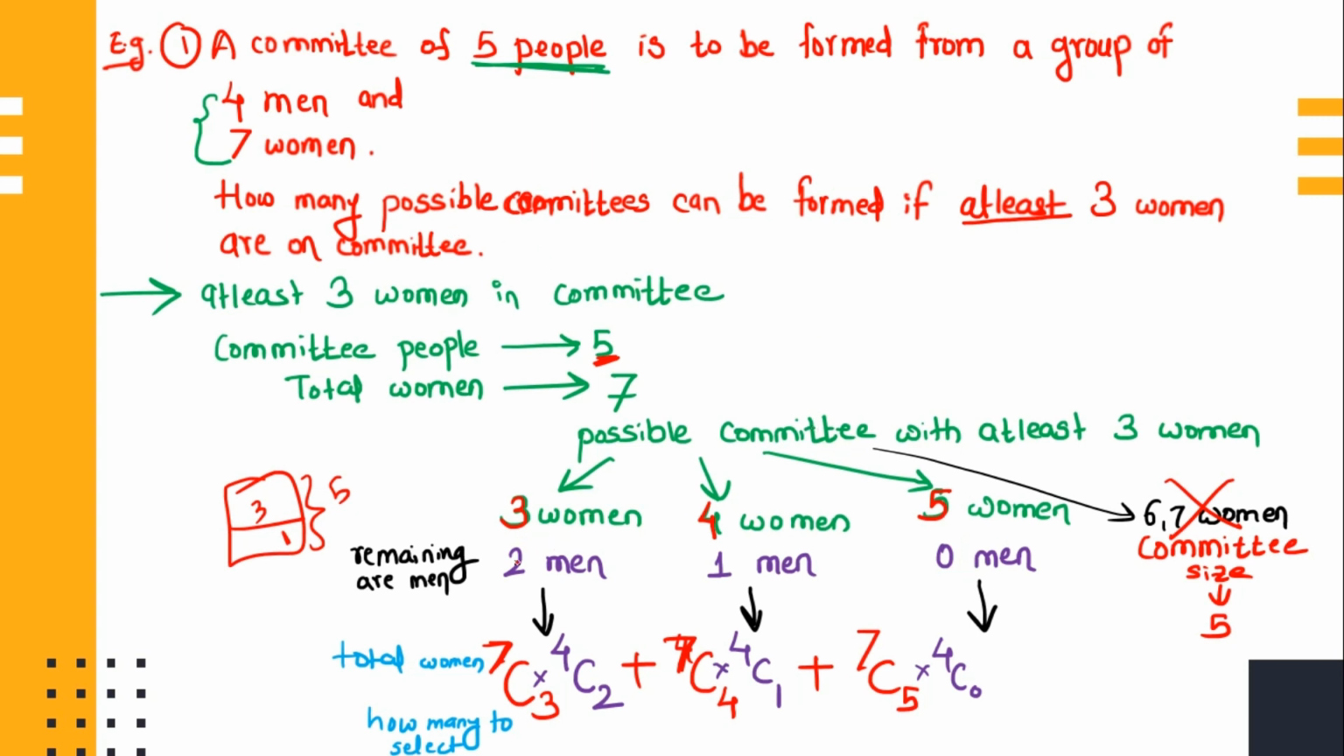Now how do we represent this? We have to select 3 women from the women set only. From a total of 7 women, we select 3 women, which is represented by 7C3. Along with that, we also select 2 men to form the 5-person committee, so we multiply this by the selection of 2 men from the set of 4 men. So we calculate 4C2: from a group of 4 men, we select 2 men.